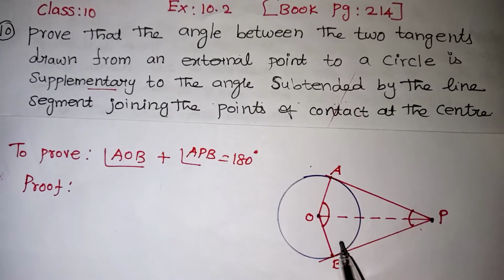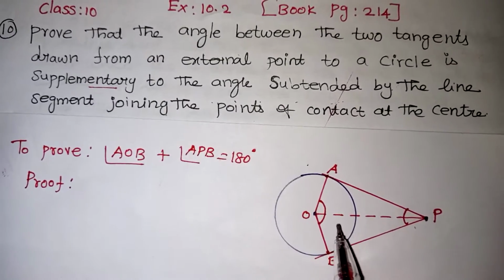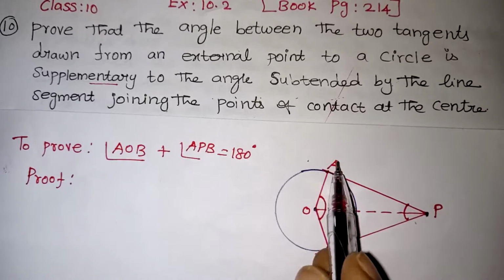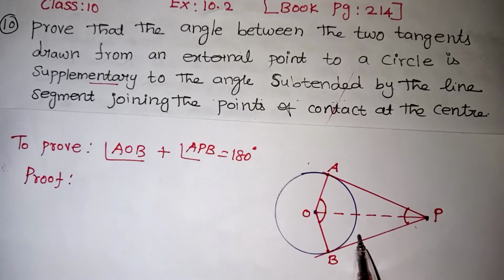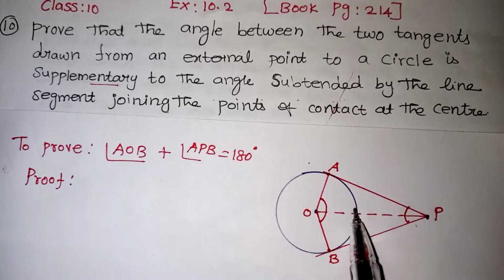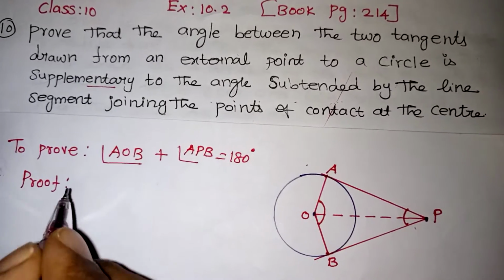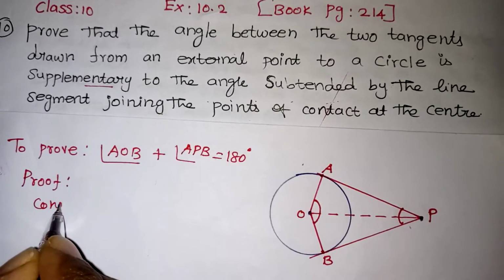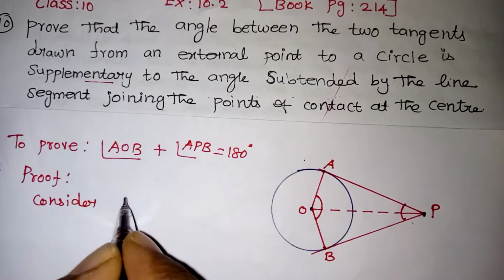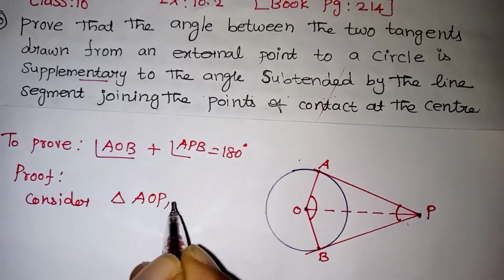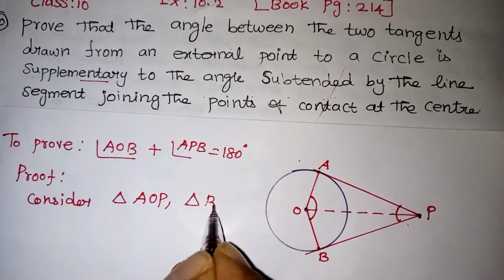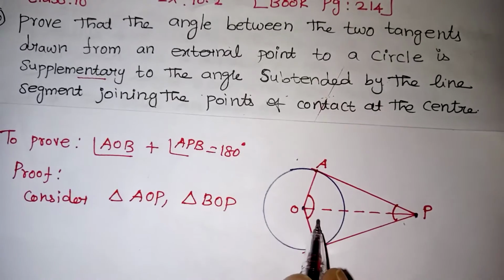Before going to the angles, first we have to consider two triangles, that is AOP and BOP. We have two triangles in this diagram. We are going to check whether they are congruent or not. So proof: first let us consider the two triangles. Consider triangle AOP as one triangle and the other triangle BOP.